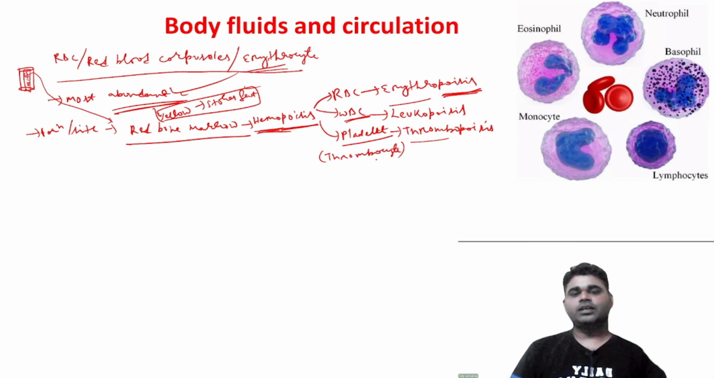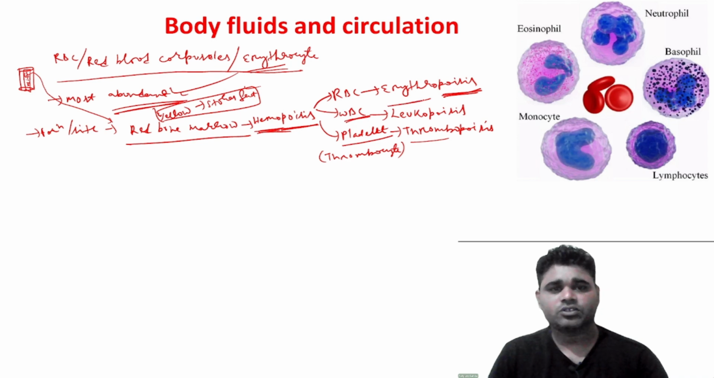Okay. So, that is why the formation of the platelet is also called thrombopoiesis. The formation of the WBC is called leukopoiesis. The formation of the RBC is called erythropoiesis. So, now this is the erythropoiesis.